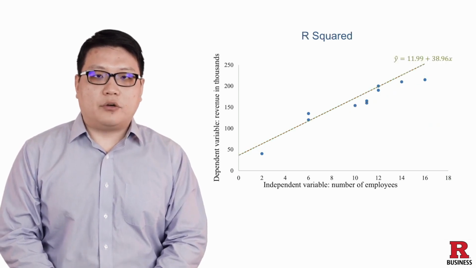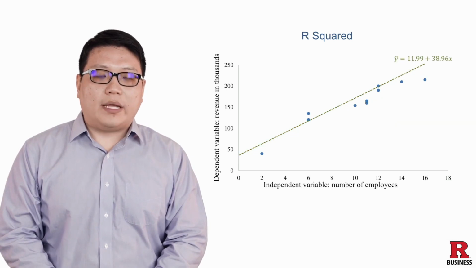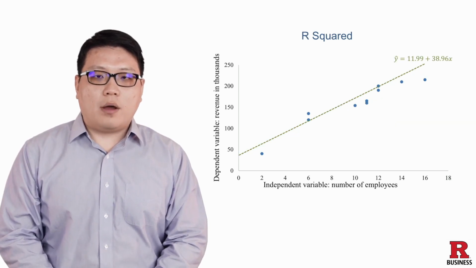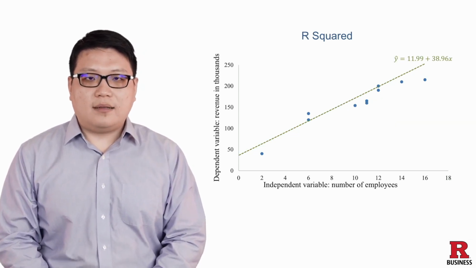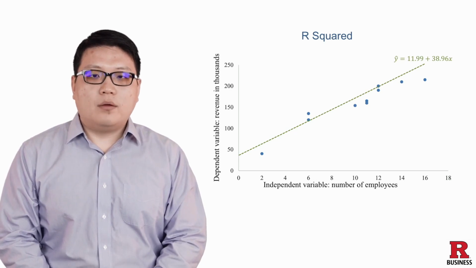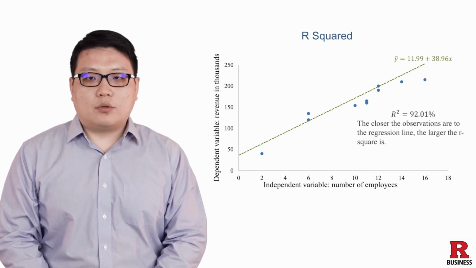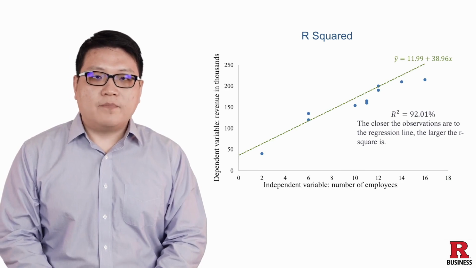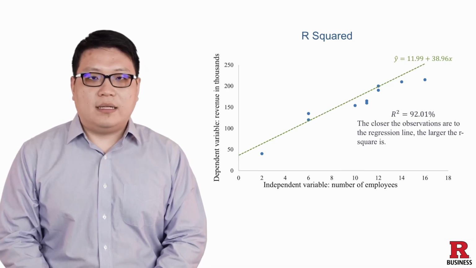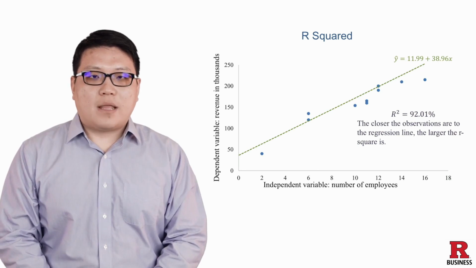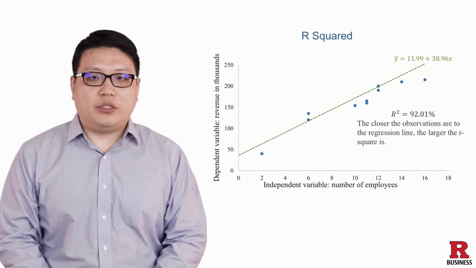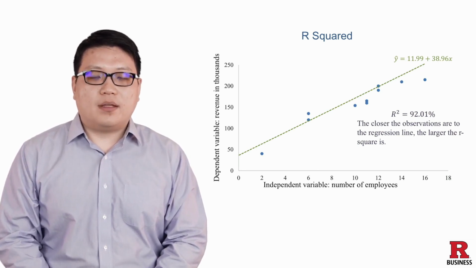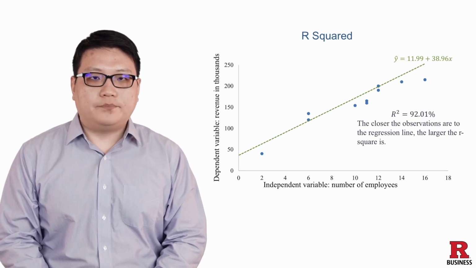Once we have calculated this regression line, one way to check how well our model did is through R-square. The higher the R-square is, the better our model is. R-square basically tells you what percentage of the variation in y can be described by our model.